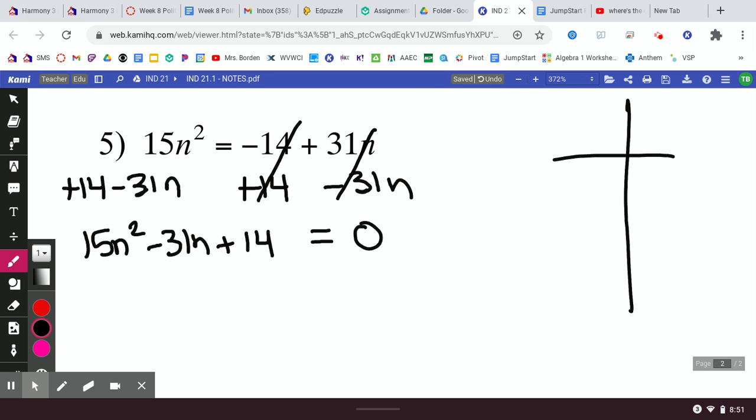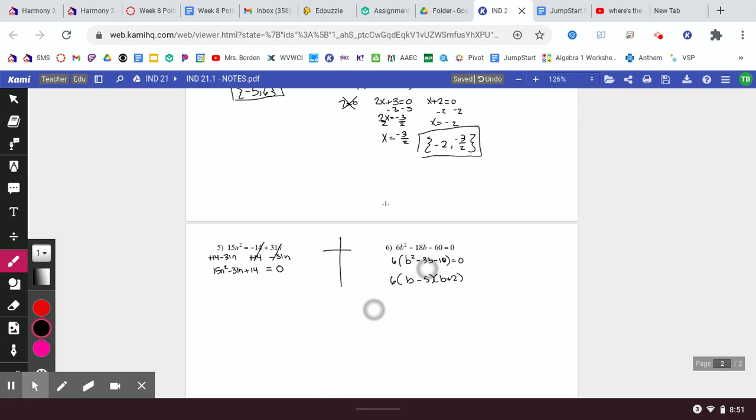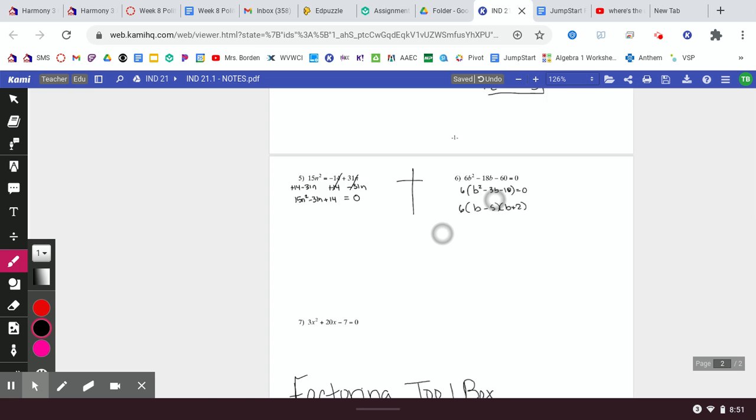Again, I'm not going to work it all the way through because I think we've done that enough in indicator 20, but I wanted to really stress setting it up right by moving everything over and putting it in the right order, and then looking for that greatest common factor. Let's see, what else? I think I had one more example.